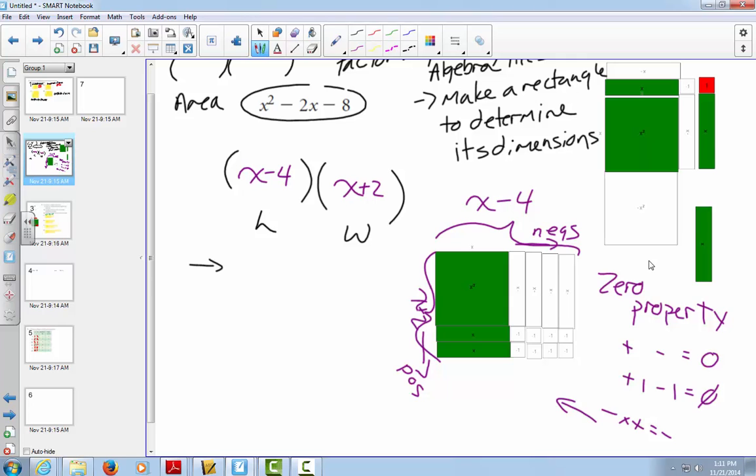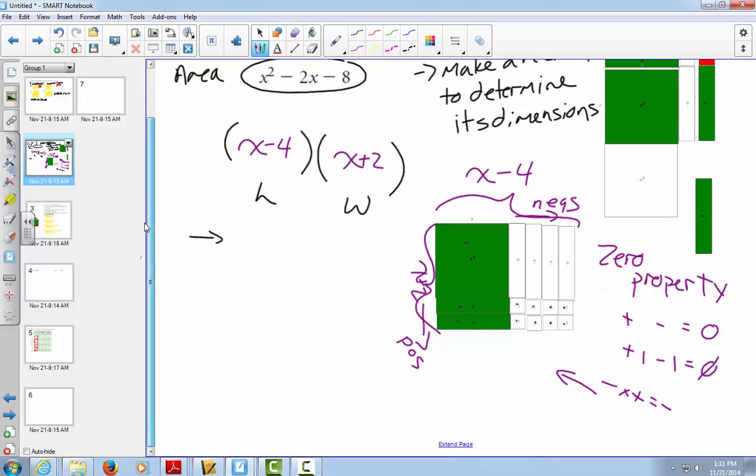So now what we've done is we've just factored this trinomial, which has all its parts here. Here's my x squared. Here's my positive 2x, minus 4x, minus 8. Now, we need to verify our answer. Let's move this up and verify our answer by multiplying it back out.